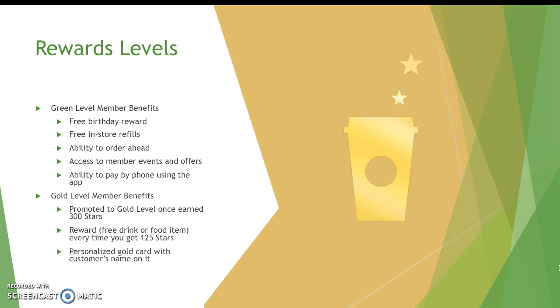The next level is the gold level rewards. In order to reach this level, you will need to earn 300 stars within a 12-month span. Once you have reached this level, you will receive a personalized gold-colored Starbucks card with your name on it. At this level, you will be rewarded with a complimentary drink or food item for every 125 stars earned within that 12-month period. The reward system is the perfect example of utilizing different customer status levels to entice customers.